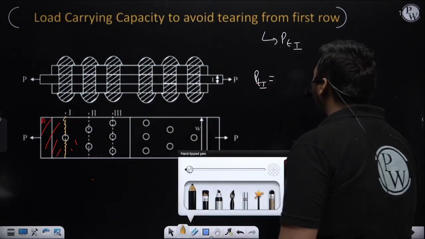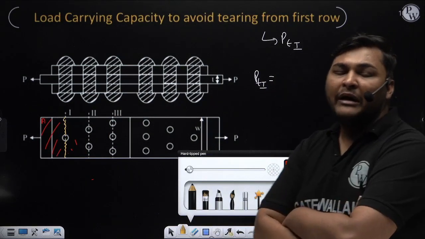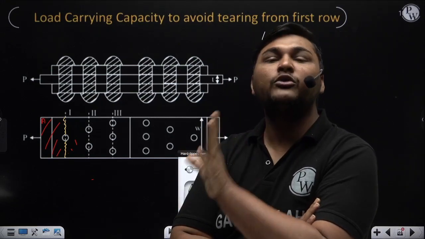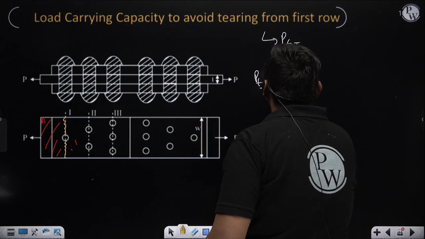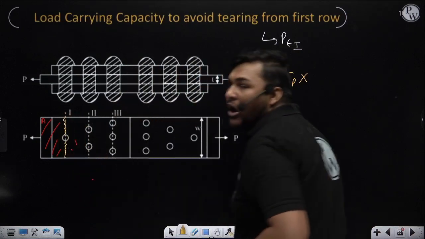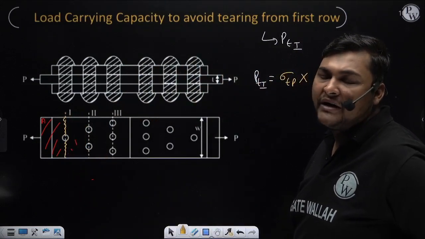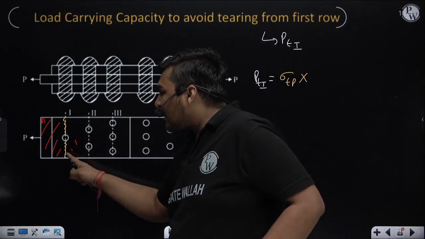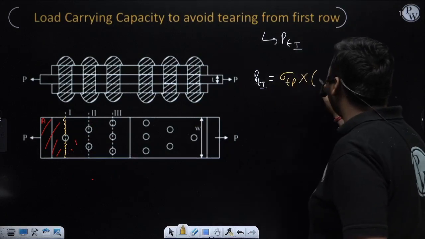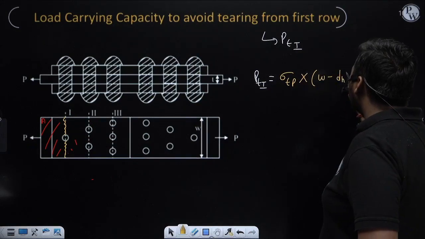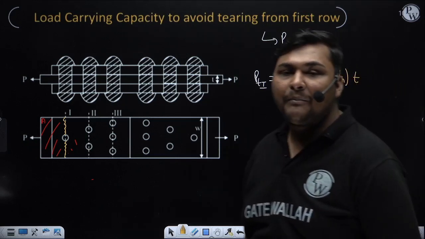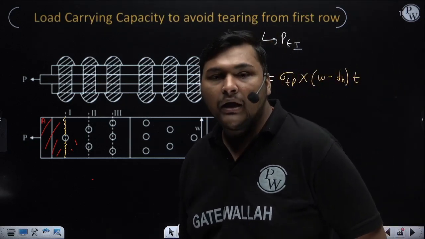Now what will be the load carrying capacity to avoid tearing from the first row? The formula to calculate tearing load carrying capacity is to equate sigma T with sigma TP into the tearing area. How to calculate the tearing area of any plane? Effective width of plate into thickness. In this plane, the effective width is W minus one hole, so we subtract DH from W. So it is (W minus DH) into the thickness of the plate. This is the load carrying capacity to avoid tearing from the first row.